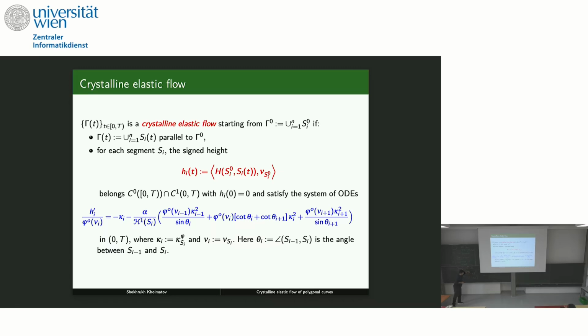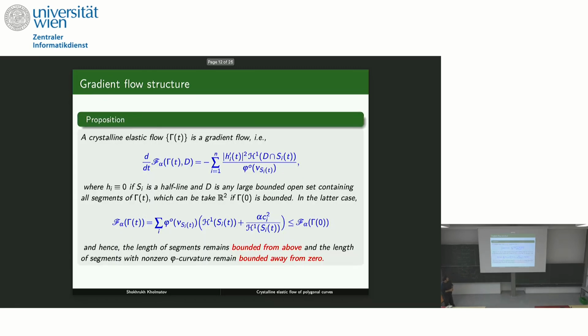And we can check that if I have crystalline elastic flow, then the derivative of my energy is negative. So this is minus h prime square. I think this is exactly what Miura-san said. So my energy is decreasing. Here, I didn't write F of gamma t equals F of gamma 0 minus integral, but for me, this is also more important. What I am seeing is that during the evolution, supposing that my curve is bounded, my segments do not become very large. So it always stays finite.